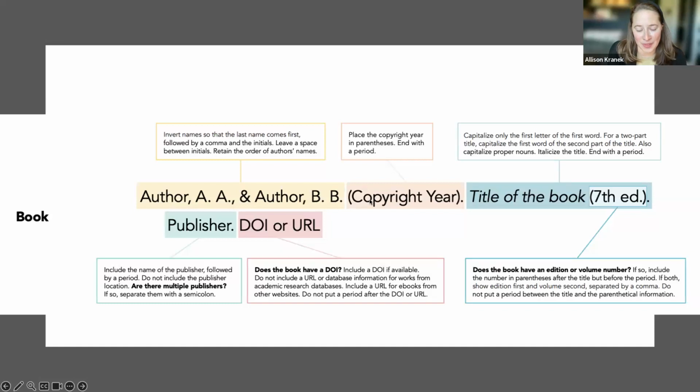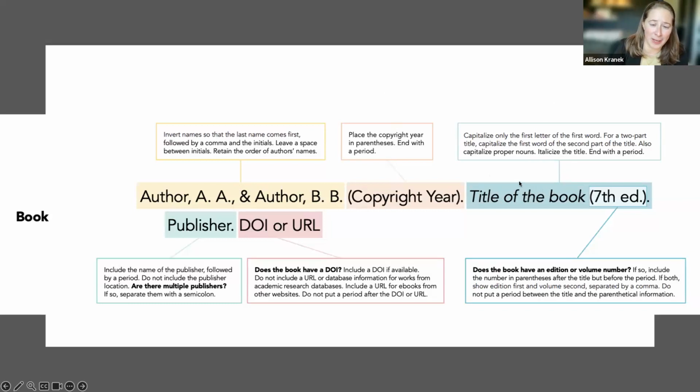Then we'll have in parentheses the copyright year, or the date if it's more of a news article. So we have author and date. And then for a book, obviously the title would be the title of the book. We get into some of the formatting intricacies here.